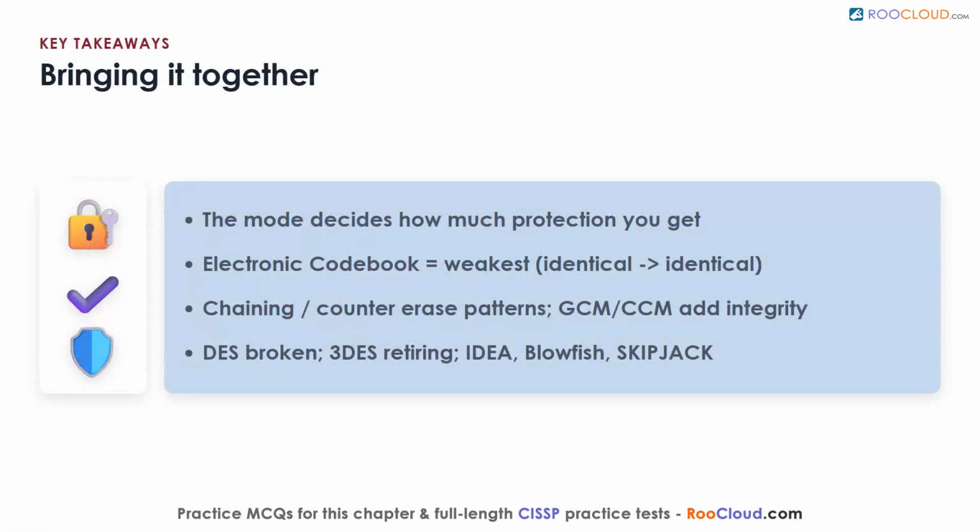So let's bring it together. A block cipher mode is the recipe that decides how much protection a cipher actually delivers. Electronic Codebook is simplest and weakest because identical blocks map to identical output. Chaining, feedback, and counter modes mix in changing values to erase patterns, while authenticated modes like Galois counter add tamper-proofing. Among older algorithms, DES is broken, triple DES is being retired, and the International Data Encryption algorithm, Blowfish and Skipjack each carry their own signature traits. Keep these ready as we finish the algorithm lineup next.